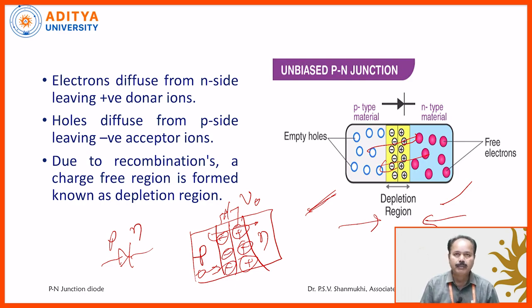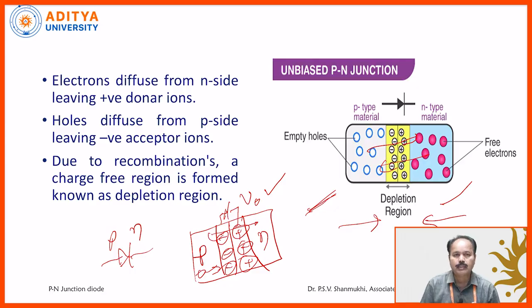To summarize: when P-type and N-type semiconductors are joined together, the holes from the P side, the majority carriers, diffuse into the N region, and electrons from the N side diffuse into the P region. At the junction recombinations take place, so a charge free region is developed. But because of the immobile acceptor and donor ions on the P side and N side, a voltage is developed, called V0, the junction voltage or barrier voltage. This is the unbiased PN junction diode.